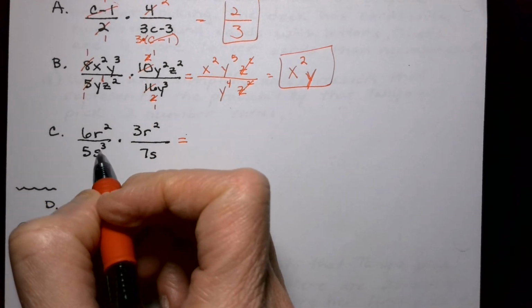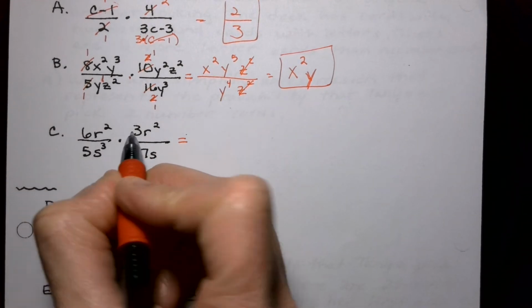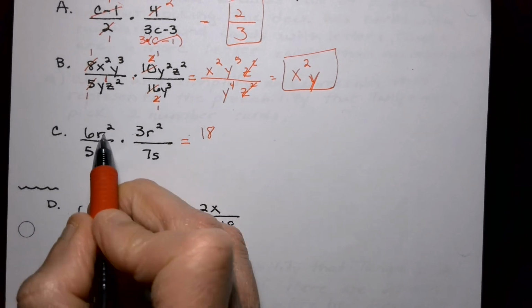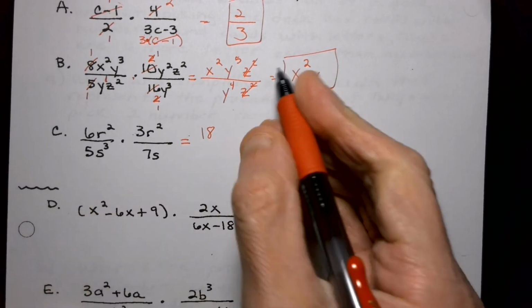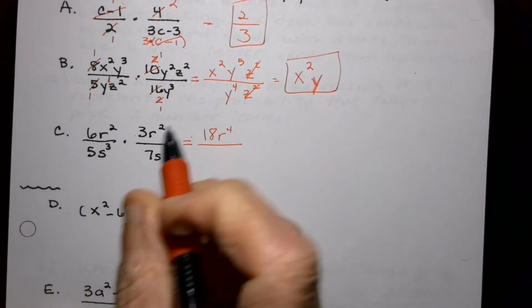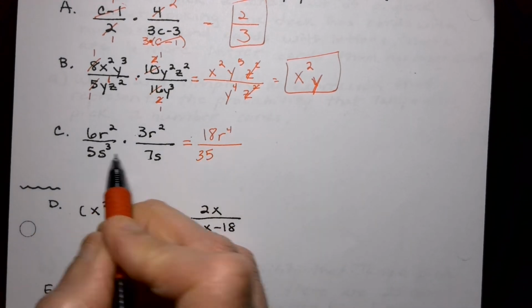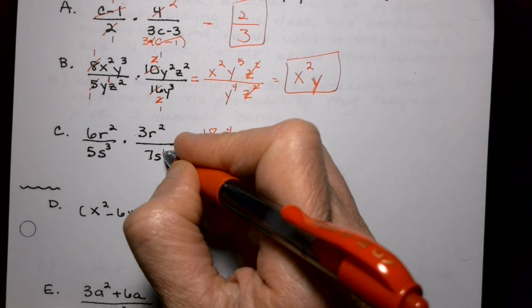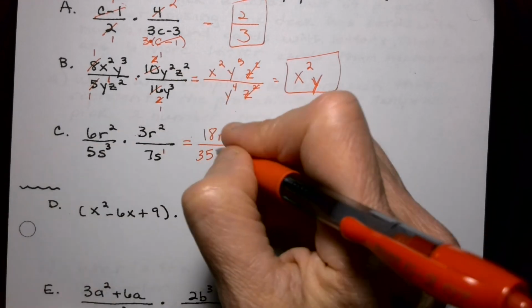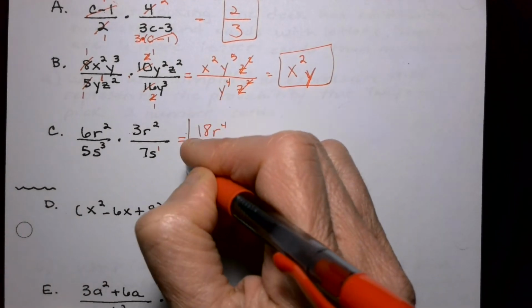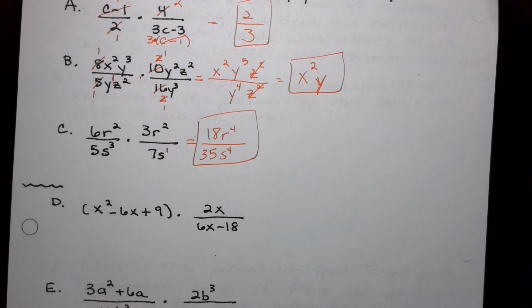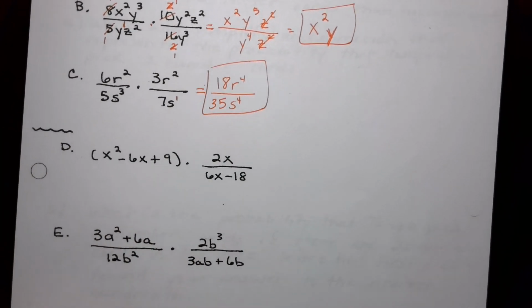So to simplify it, I just have to multiply it. So 6 times 3 is 18. R squared times R squared is what? R to the 4th. 5 times 7 is 35. And S to the 3rd times S to the 1st is S to the 4th. And that's it. There's nothing we could do there, but that is still simplified. It is still condensed together.